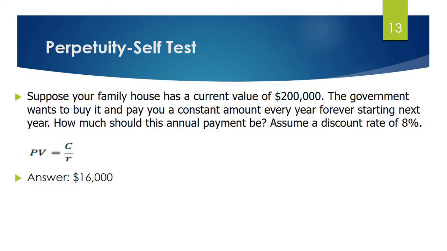In this case, you can also use the present value of perpetuity formula, which is PV is equal to C divided by R. Here PV will be $200,000, which is the current value of your house, and the discount rate, that is R, is 8%. So if you do the cross multiplication, your annual payment should be $16,000.